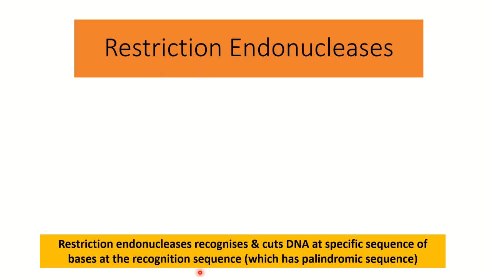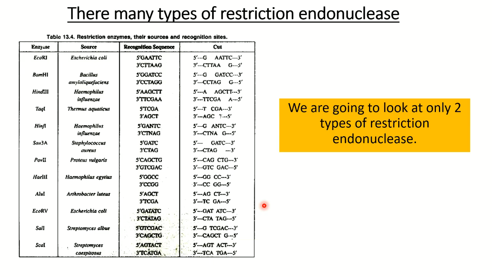You have to know this definition for the exam. So restriction endonucleases recognize and cut DNA. Number one, where? At specific sequences of bases. These specific sequences of bases are called recognition sequences, and they have a palindromic sequence. That I will explain later on what that means. We have so many different types of these enzymes, and thankfully you don't need to know any of them. These are different examples, showing where these enzymes cut. These are the sequences that it is going to recognize and cut.